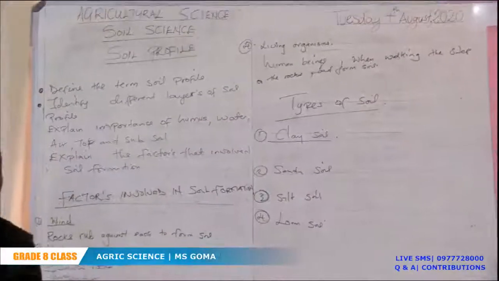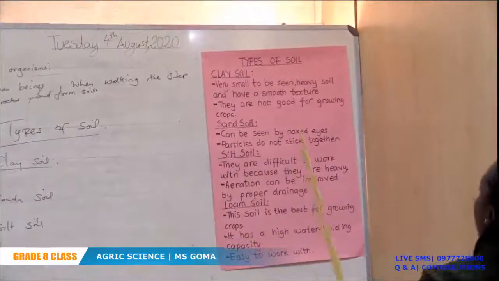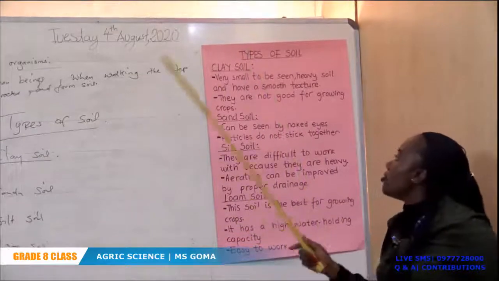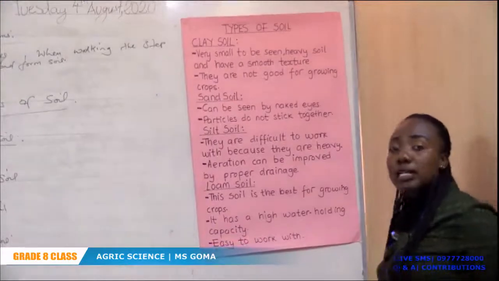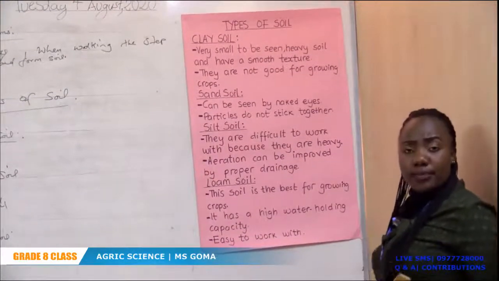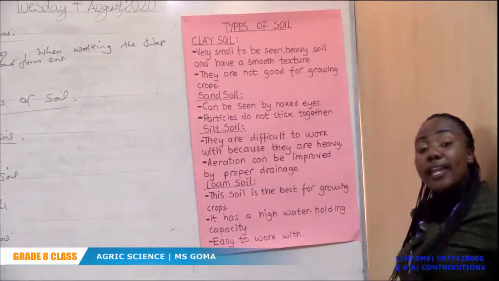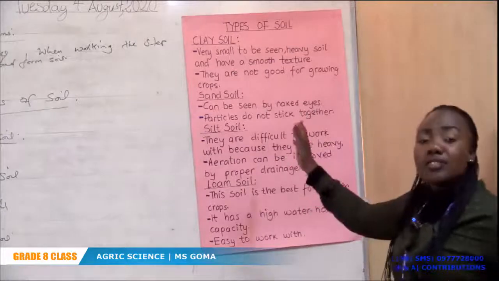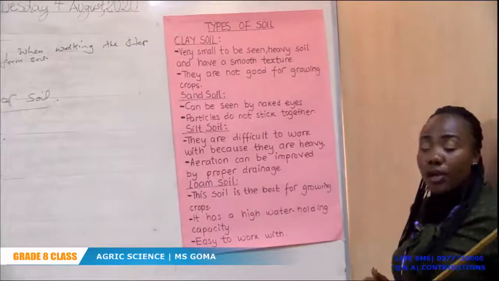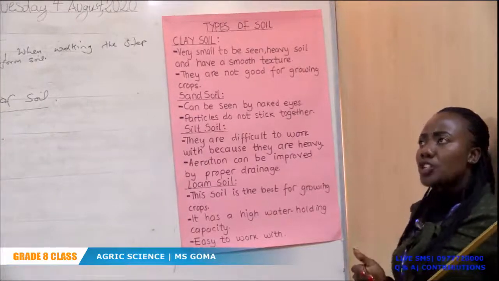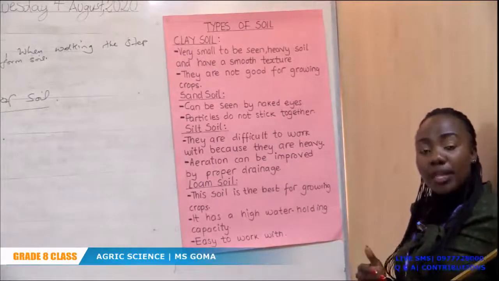With me there, I have a chart showing different types of soil. We've got the clay soil, okay? The clay soil has got small soil particles that we cannot see with our naked eyes. And this clay soil is very hard to work with. Okay? So if you are given a land and you have clay soil in that land, this type of soil is very hard to work with.